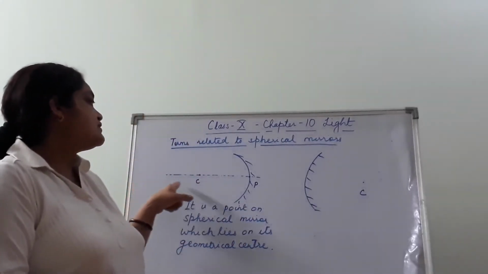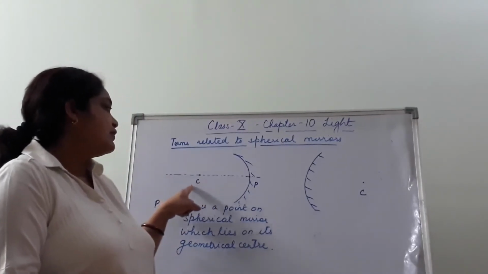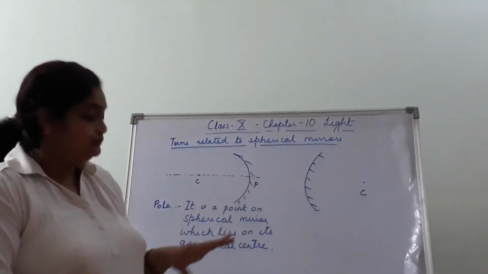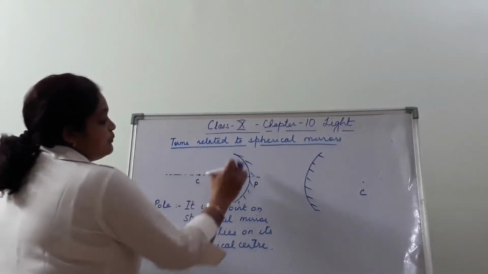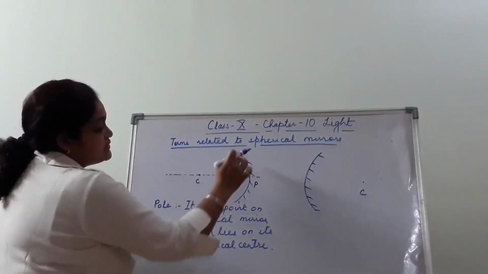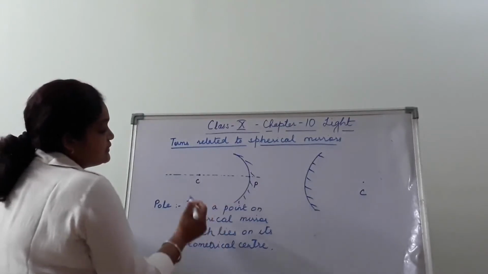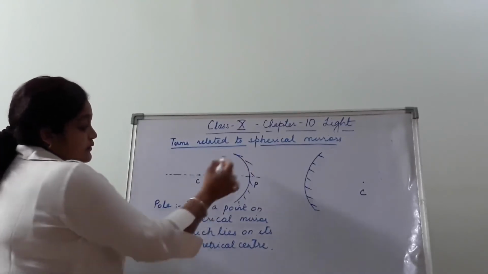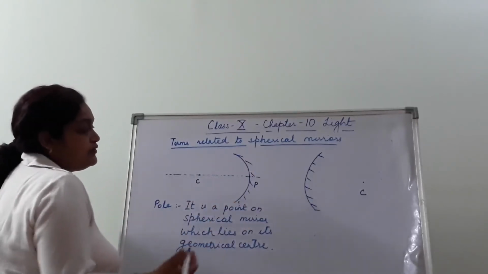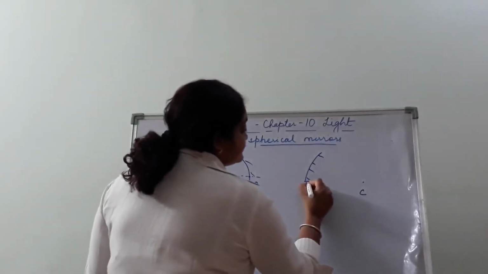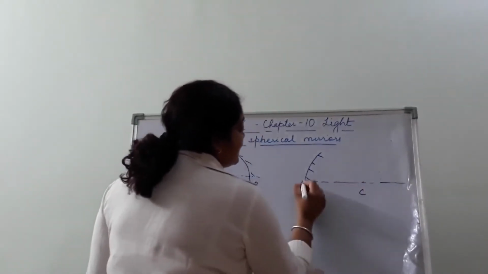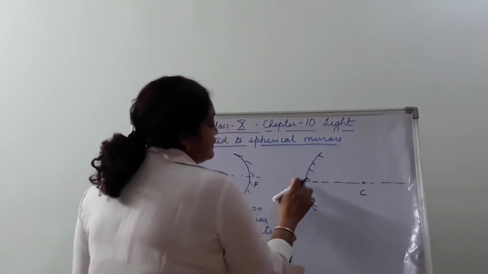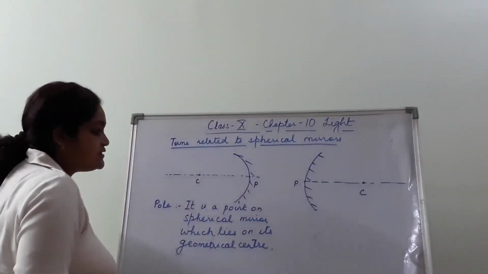So a line which passes through the center of curvature divides the mirror into two parts. When we are viewing the mirror from this side, it is dividing it into two parts. The point of intersection of this imaginary line and the spherical mirror is called the pole. Similarly here, this is the imaginary line passing through the center of curvature and this P is lying on the geometrical center.